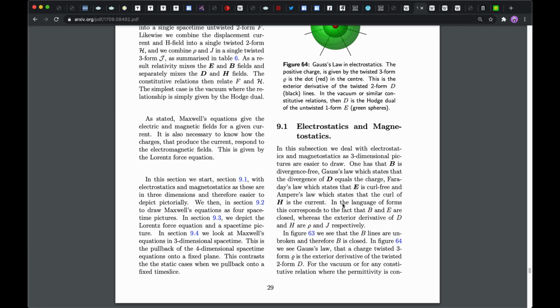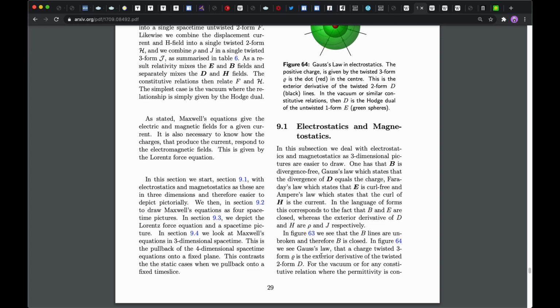We know that in the language of forms, all of that just corresponds to taking the exterior derivative. So basically we're just saying that dB equals 0, dD equals rho, dE equals 0, and dH equals the current. So all we have here are only the exterior derivatives, and that's all.